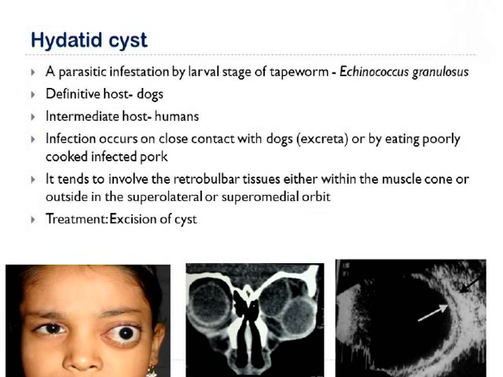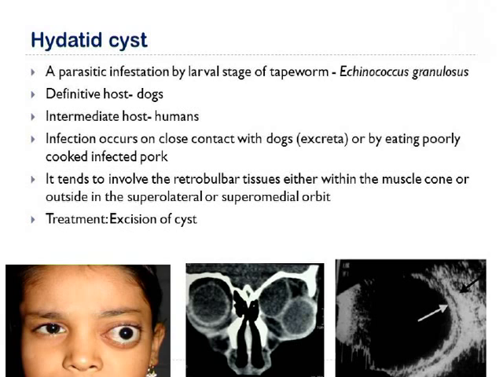Hydatid cyst again can present in young children, and this is a parasitic infestation caused by Echinococcus, and humans get affected when they are the intermediate host. Generally the patient presents with a massive proptosis, and you can see that usually it is in the superior part of the orbit, or it is in the retrobulbar region. Ultrasound sometimes shows you the typical double wall sign, which is described by Dr. Biswas. And the treatment for this is excision of the cyst.